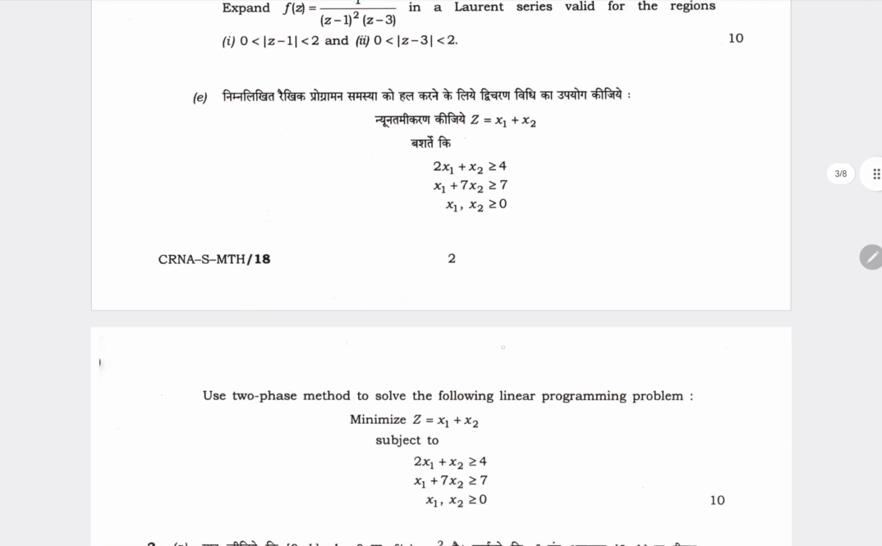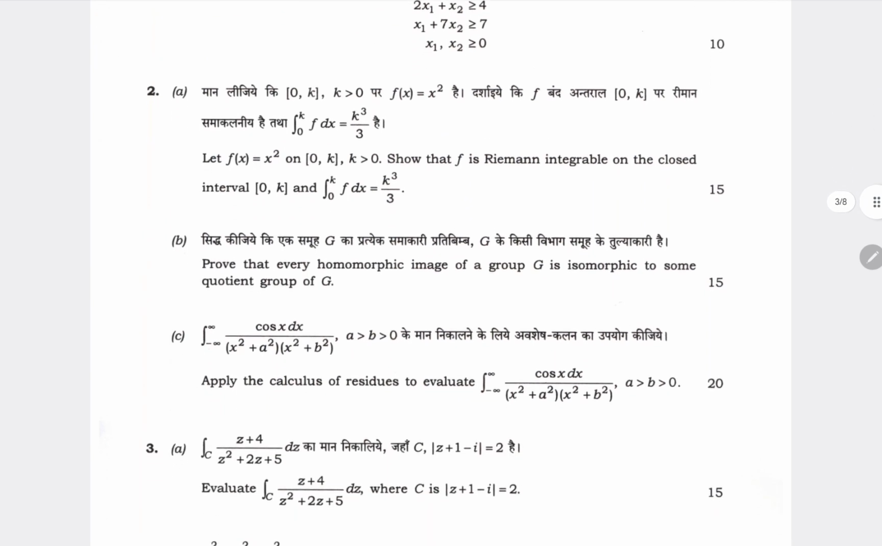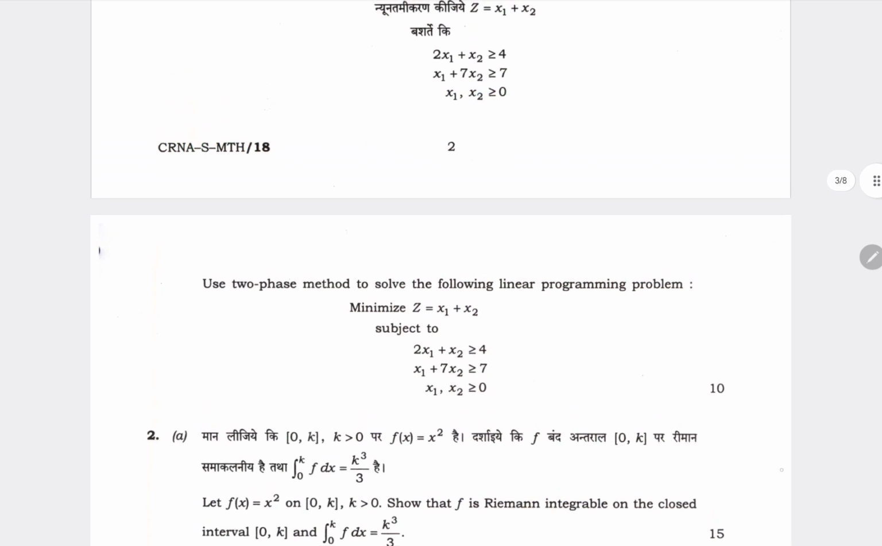This is the first question, and there is another question: prove that the homomorphic image of a group G is isomorphic to some quotient group of G. This is a small tweak to the first isomorphism theorem. Because here it is given as some quotient group, we can take this as the kernel basically. So let us solve this.